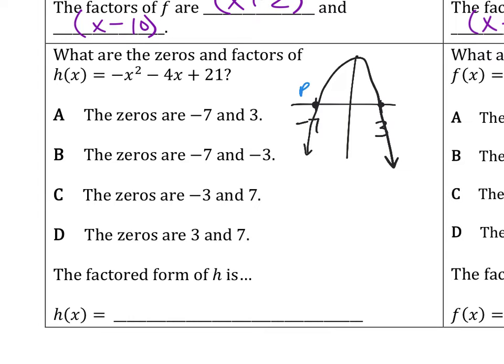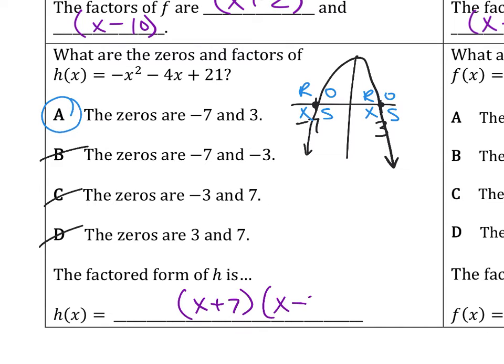But that's okay. We still know the roots are exactly where the roots always are. It's where it crosses the x-axis. So we're looking for the answer choice with -7 and 3. And we want to make the factored form x plus 7, x minus 3, the opposite.